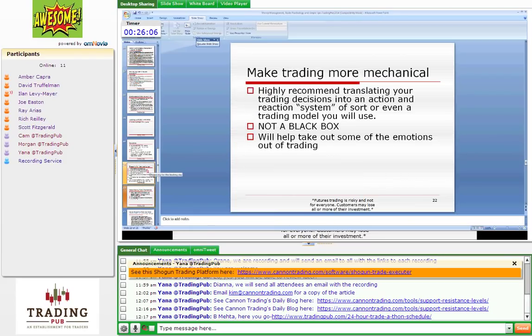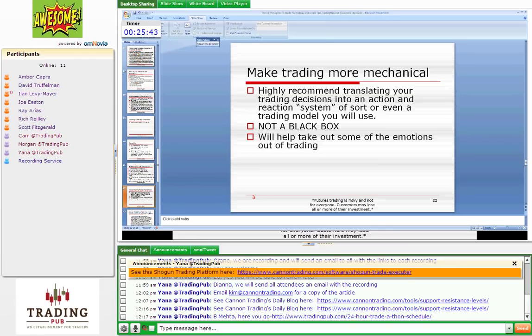Okay, we're talking about making trading more mechanical. I think, again, it's a key. And that's why I like to have the auto exits in there. And I will adjust them based on what the markets do. But at least as soon as I go in, I get a peace of mind that I have a stop, I have a target, and I can look at a chart, I can adjust my stops, I can adjust my targets, etc.